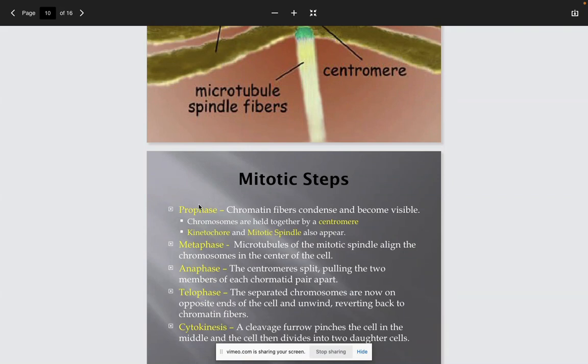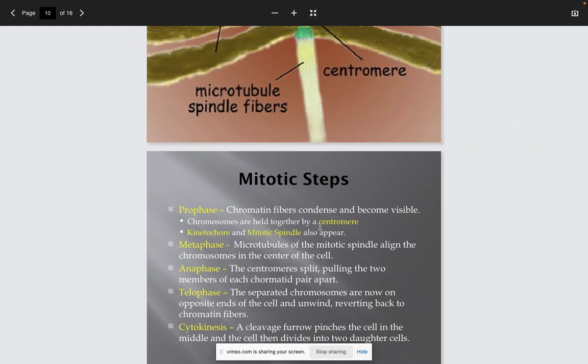So again, just showing you here, prophase, this is where chromatin fibers condense and become visible. So they condense and they actually become visible in this stage. We say that here that chromosomes are held together by a centromere. During metaphase, I want you to think metaphase as middle. So the microtubules of the mitotic spindle, remember at the centromere, this is going to cause them to line up at the metaphase plate in the middle of the cell.